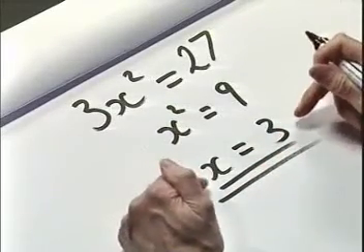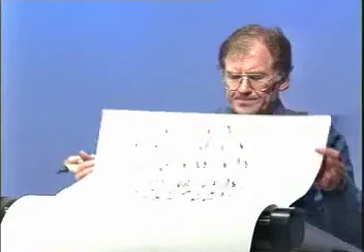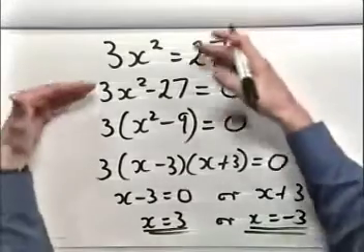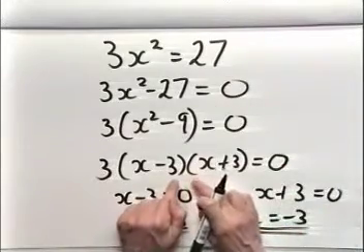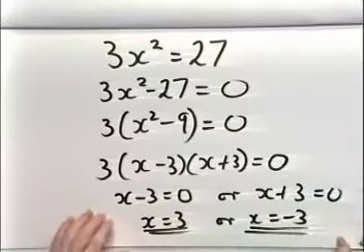I've only got one answer. And if we look back, two answers. I've lost one. By factorising, I was able to get two factors, and that gave me two answers.